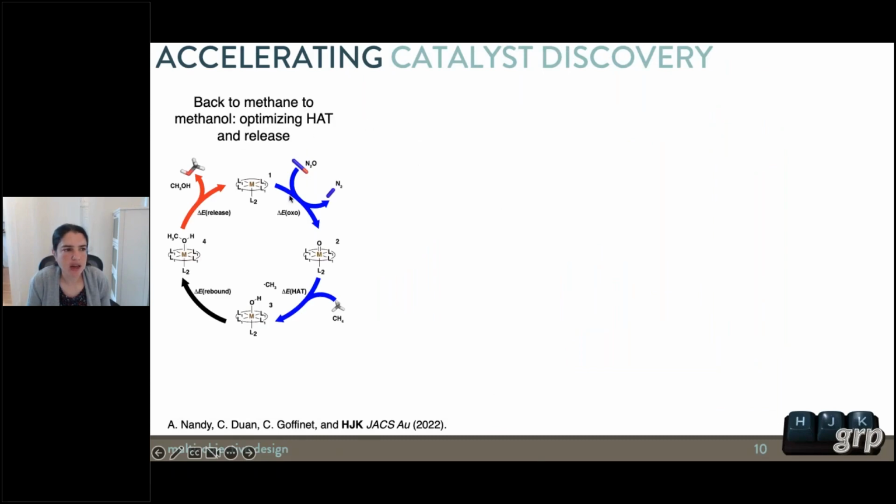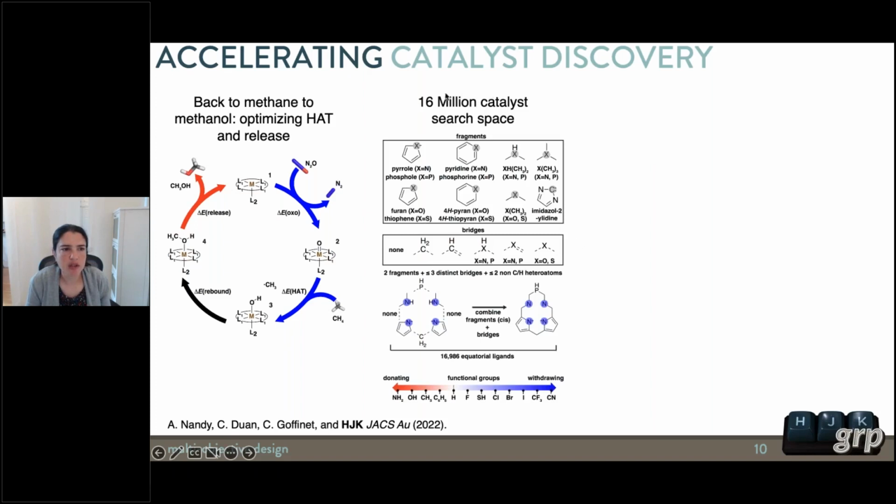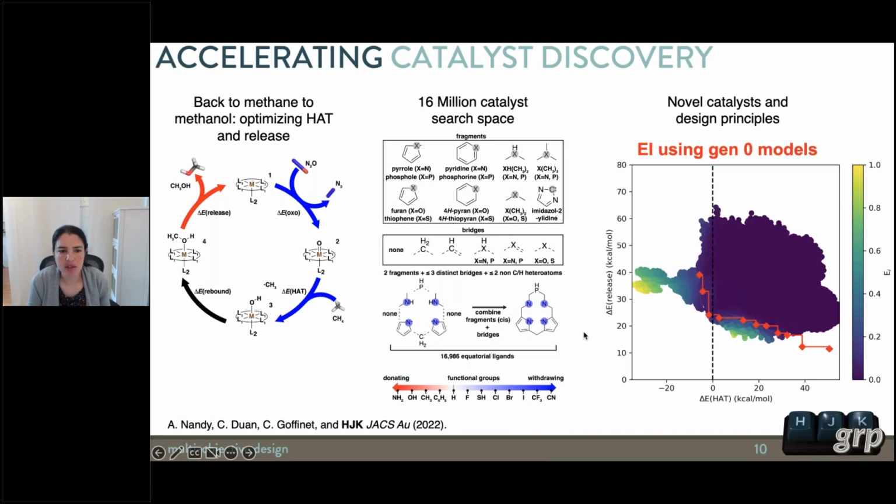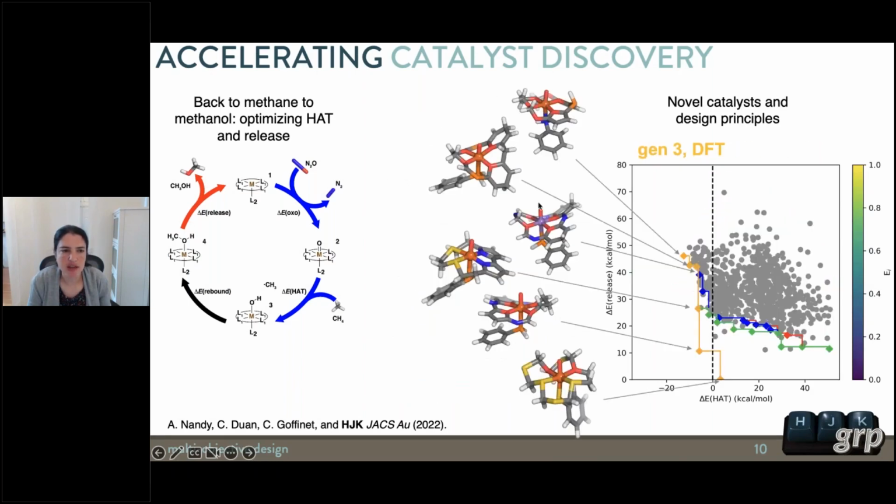And so we could go back and take a look at things like catalysis. So we could look at a reaction my group studies a lot, which is the direct conversion of methane to methanol. And we could simultaneously optimize for this rate determining step, the hydrogen atom transfer step, as well as the release of the product. And we searched a space of 16 million candidate catalysts, stitching together different heterocycles to form common macrocycles, including ones that are synthetically accessible, as well as ones that had never been synthesized before. And we can do the same thing where we optimize for different generations. And the final result is we observe that, for instance, new features such as anionic ligands in the axial position are really important for facilitating methanol release.